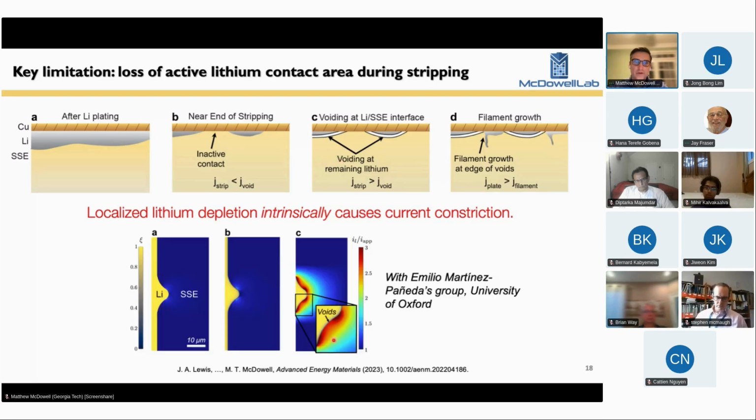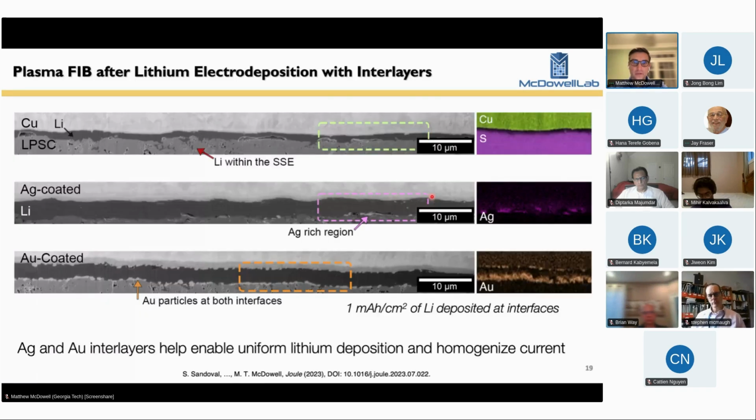Here's some phase field modeling that supports this theory from a colleague and collaborator at University of Oxford. So the name of the game here is really extremely uniform plating and stripping across many centimeters squared of area. For a full commercial battery, it would be many hundreds of centimeters squared. So this is, I think, quite challenging. There are some ways around this. I think modifying the interface is 100% necessary to achieve good performance.